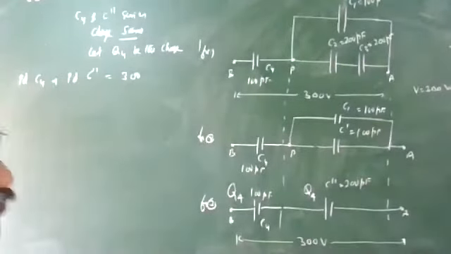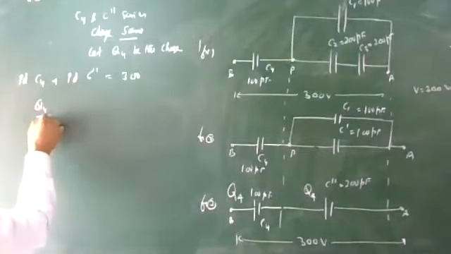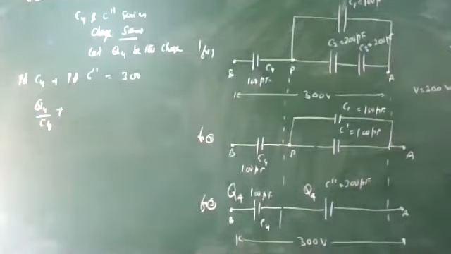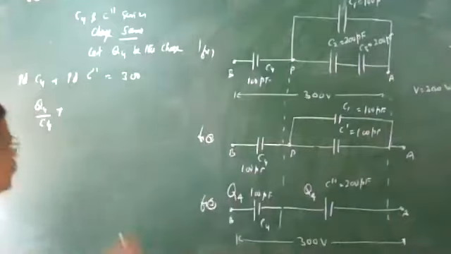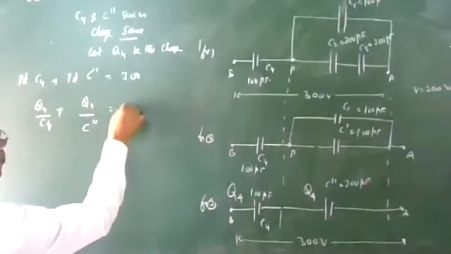So what is the PD across C4? How will you find it? V is equal to Q by C. For the fourth capacitor, it is Q4 divided by C4. What is the PD across C double dash? Can you see the diagram? The charge on that is Q4, divided by the capacitance there, C double dash. This is equal to 300 volts.